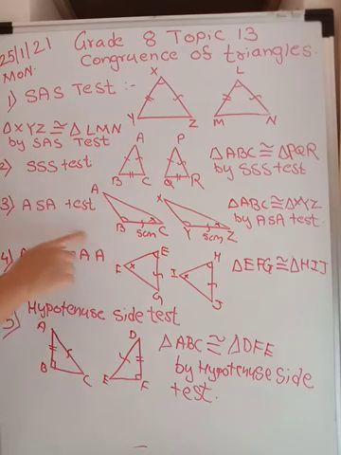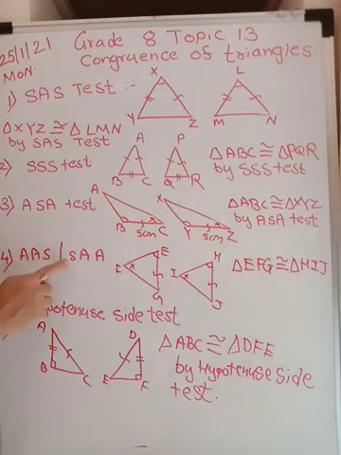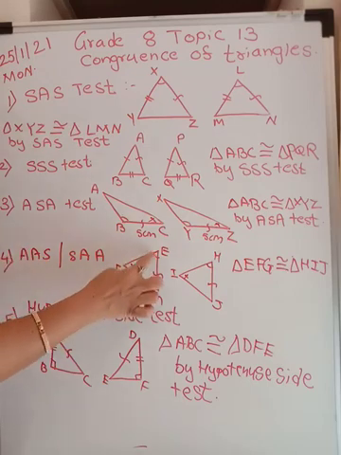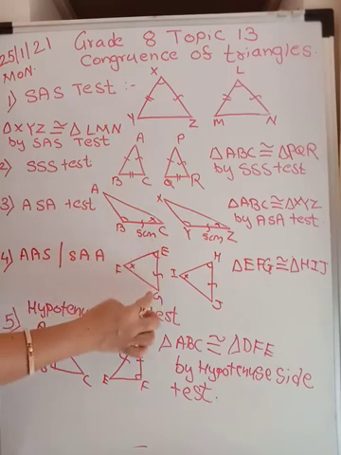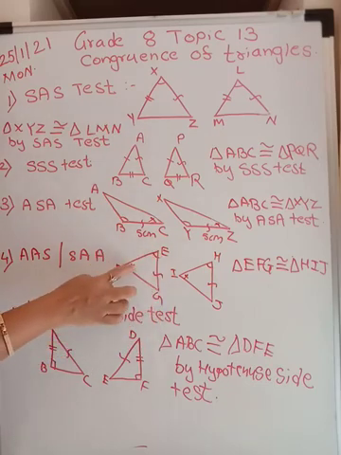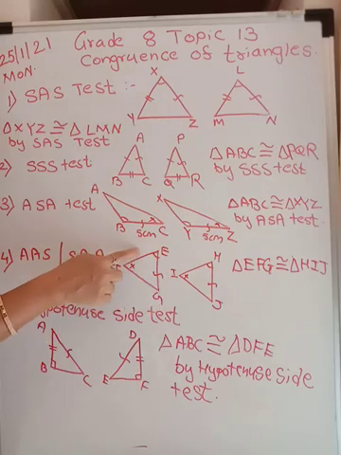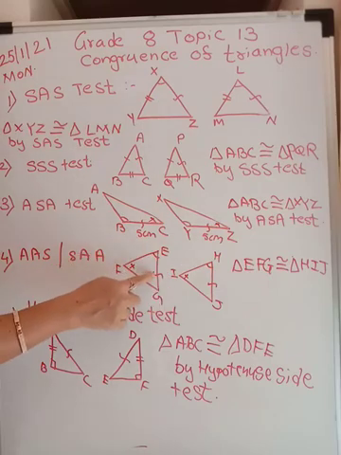Now this test is a little special. Why, you see? AAS, or it is also called SAA. Here the side is not included in between the two angles. We have two angles and an adjacent side. See these two angles, and adjacent means which is coming next to it, beside it. So these two angles, this is the included side, this is not considered. This side is considered which is adjacent to one of the angles.